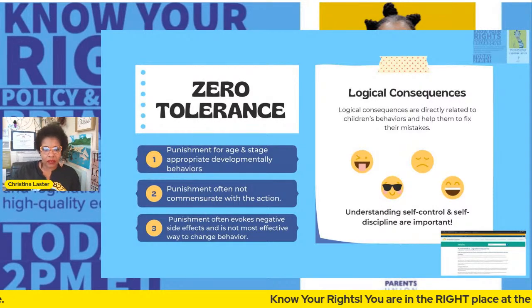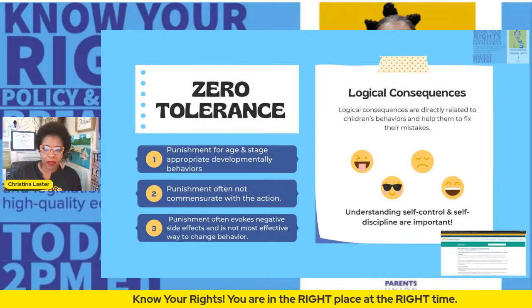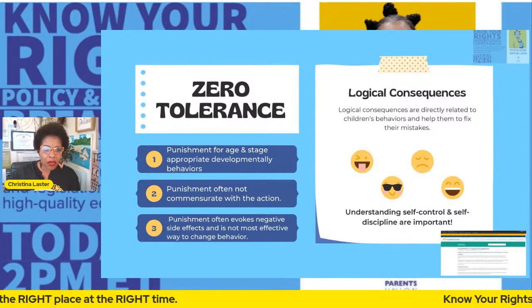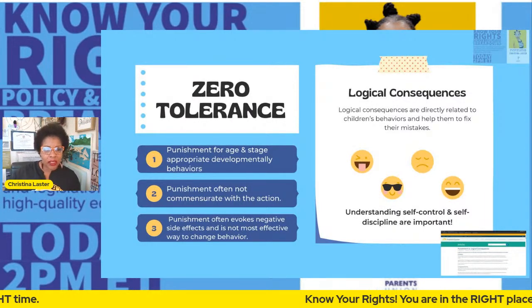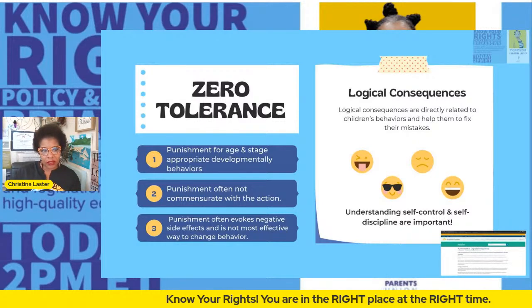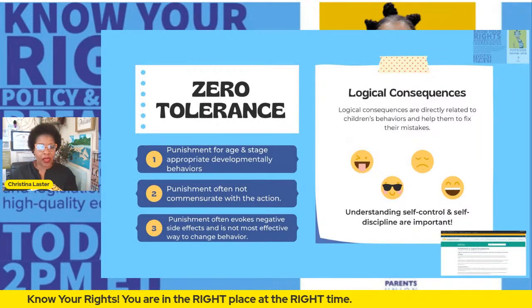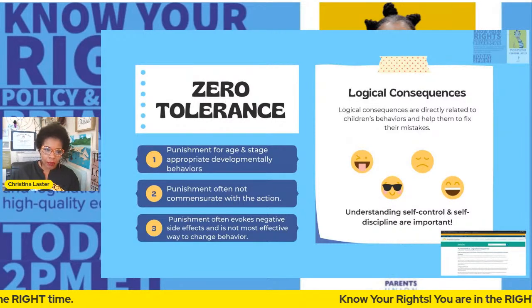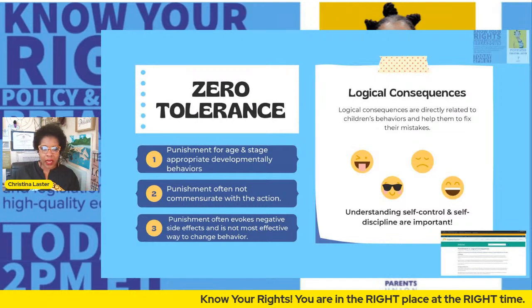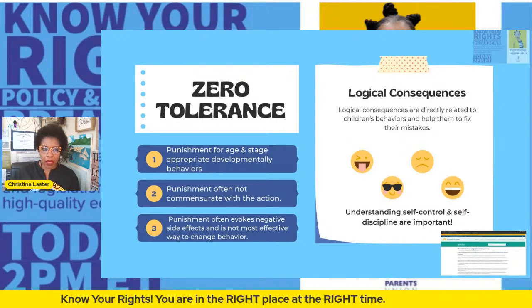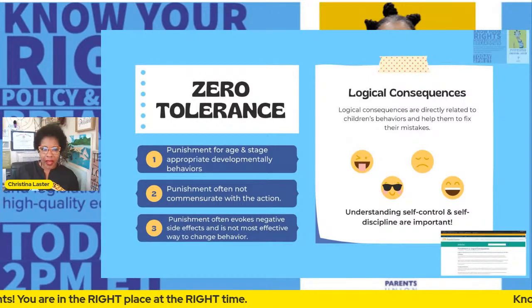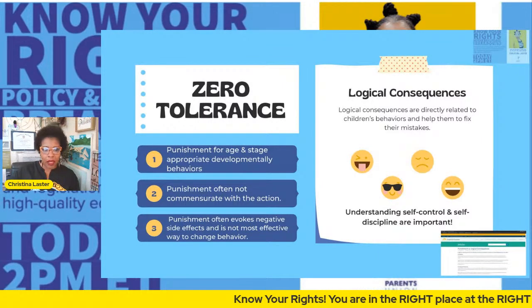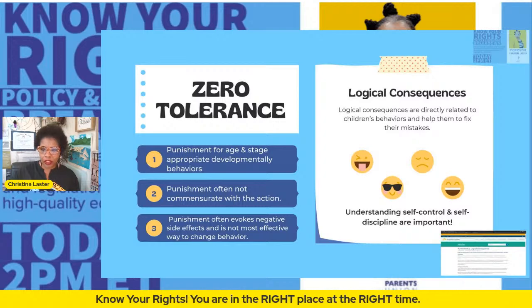Punishment often evokes negative side effects and is not the most effective way to change behavior. So what can we do? We can advocate for logical consequences. I use these in my home. I am more concerned with teaching self-control and self-discipline versus just issuing and doling out punishments. I'm going to be stressed out if I'm constantly over-punitive, and it's not going to help transform my child. It's not going to help them to stop and really evaluate ways that they can have self-control, or practice self-discipline, under similar situations.